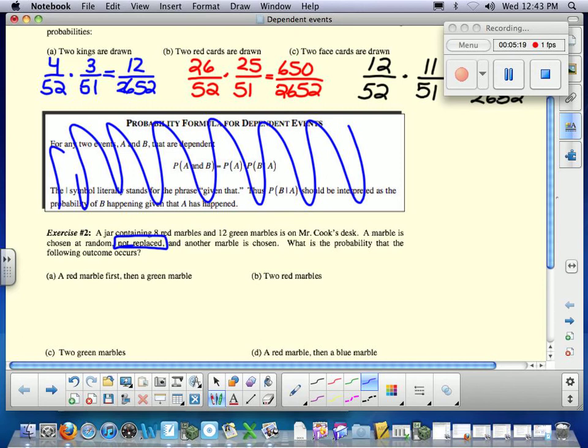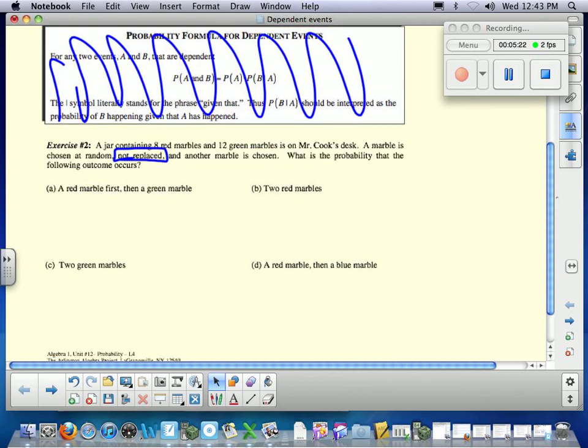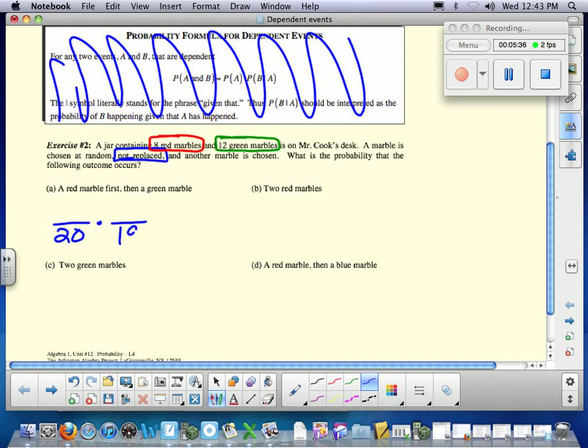Okay, so we're looking at a jar of marbles. We have some red ones and we have some green ones. How many marbles do we have all together? 20. Okay? We're not going to lose our marbles. But when we pull it out, we're just going to keep it in our hand. So, what's the chance I'm going to pull a red marble first? 8 out of 20. I keep that one out. What's the chance I'm going to get a green marble next? 12 out of 19.